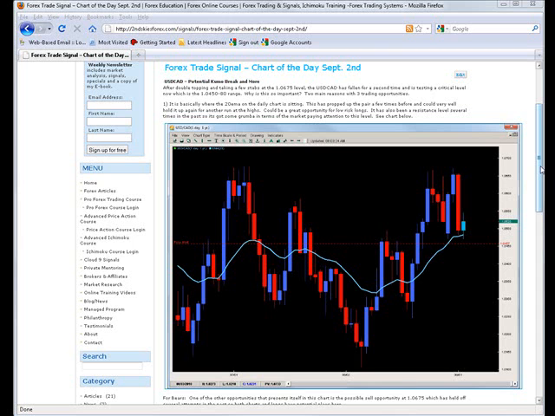Here at SecondSkiesForex.com, I want to talk about a trade signal, particularly an Ichimoku trade signal that we gave on September 2nd. I just want to go over some of the elements of what was crucial about it, what made it unique, and how it worked itself out, so that you can find these trades as well. On September 2nd, the title of what we wrote was USD CAD Potential Kumo Break and More.